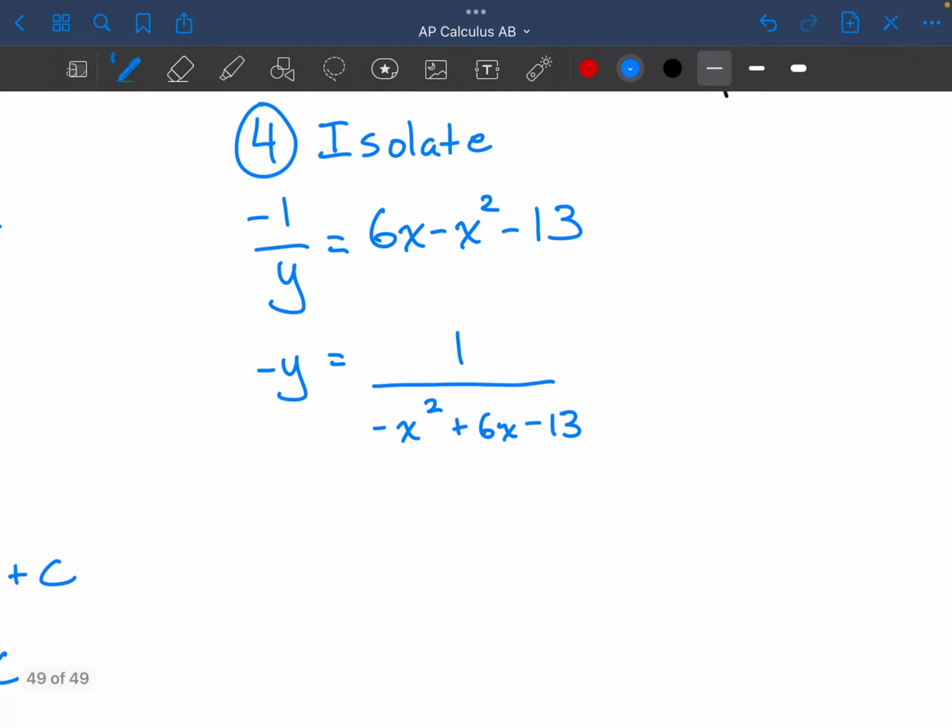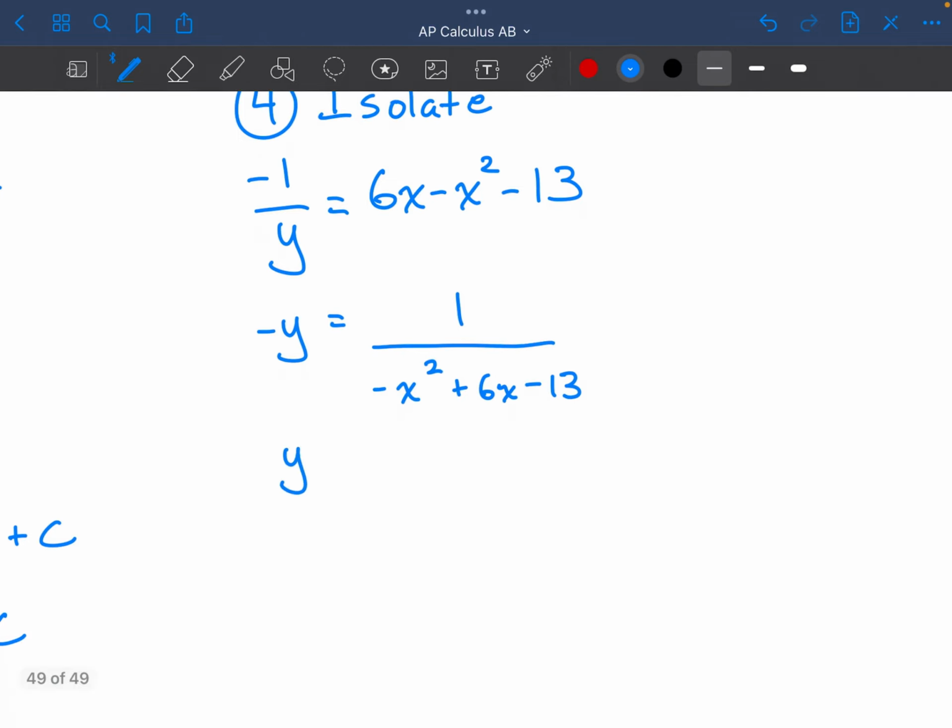That looks a lot better. And finally, I'm just going to multiply both sides by a negative, and I get y is equal to the negative version of that. I could just write a negative out here in front and call it a day, but I'm going to go ahead and distribute that negative into the bottom, because whenever you multiply by a negative, you can multiply it by the numerator or the denominator, but not both. So I'm going to say it's going to be equal to 1 over x squared minus 6x plus 13, which I feel like I could factor, but no, 13 is prime, and there's nothing that goes into that. And that's all we can do.